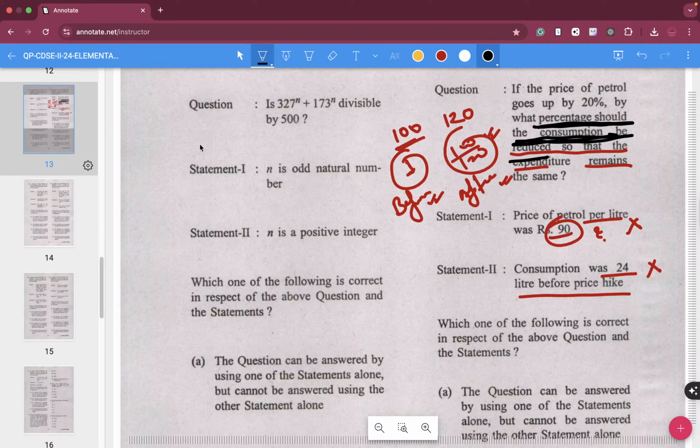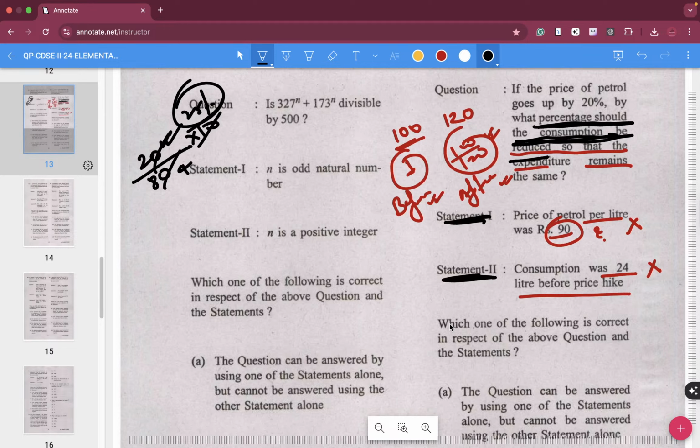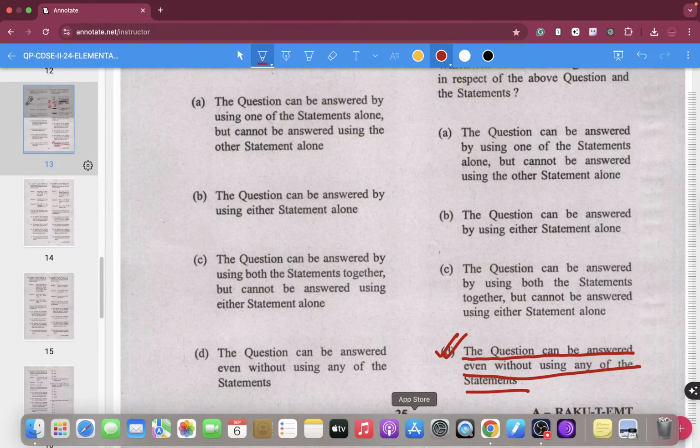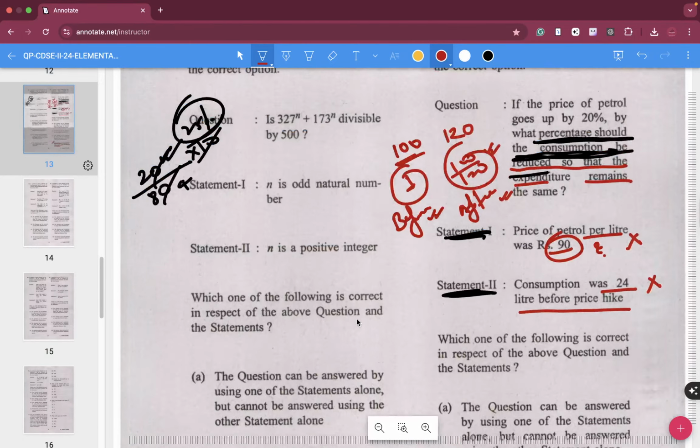So in that case, there is an easy option. Increase in price is 20, initial cost was, let's say, 100, so now it is 120, and a 25% reduction is what is required. It is not dependent on either of the statements 1 and 2. That is why we will go ahead with option D, which says the question can be answered even without using any of the statements. Option D is going to be the correct answer, folks.